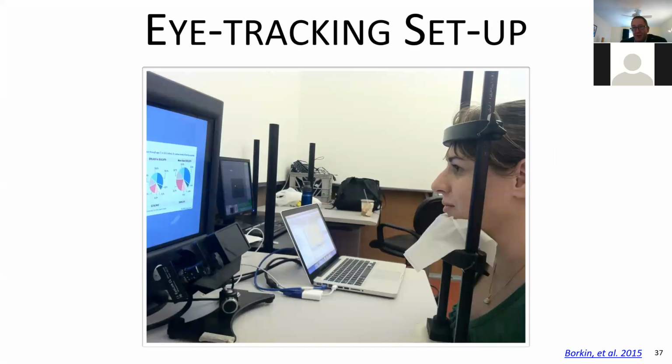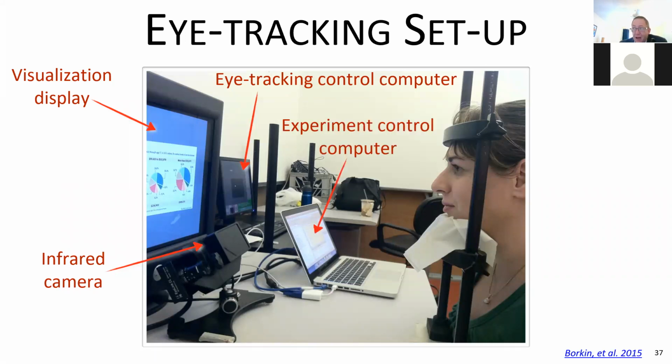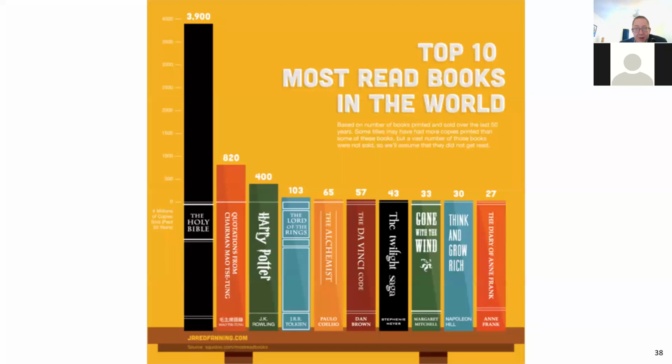This is Michelle Borkin, the person who designed the slides originally, and then I modified severely, looking at a chart. She has an eye tracker, an infrared camera checking her eyes, seeing where her eyes are, so it doesn't blind you. We have a visualization display, the thing you're looking at, an eye tracking computer running the eye tracker, and an experimental computer. And she wanted to see what people are looking at when they look at a book.